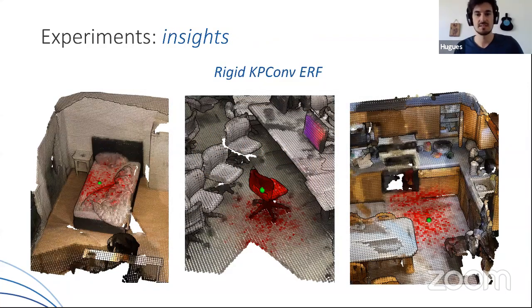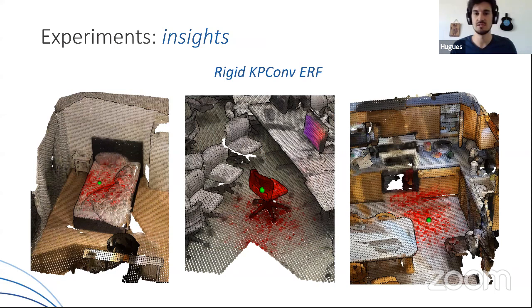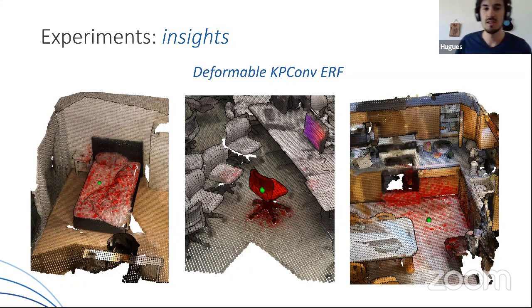So that's a nice result, but how does it affect the performance? We can show the effective receptive field to have a proof of what the deformable is able to do. If you look at the normal rigid KPConv here, the effective receptive field in red is all the points of the input point cloud which have an influence on the green point here. So what you see here, all the red points are kind of following a Gaussian distribution or something like that. But if you look at the deformable convolution, you see that the distribution of the effective receptive field is much more targeted towards the object.